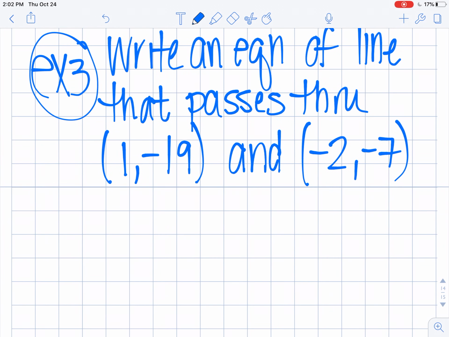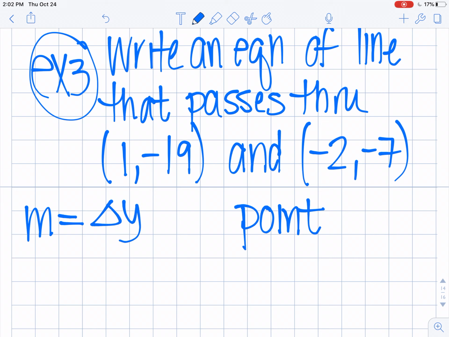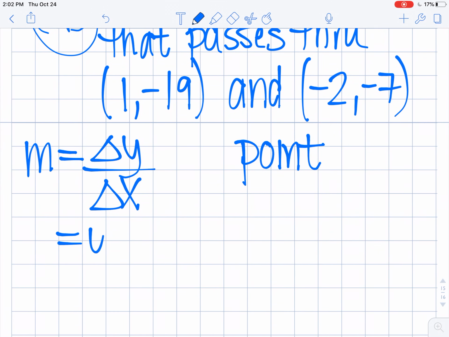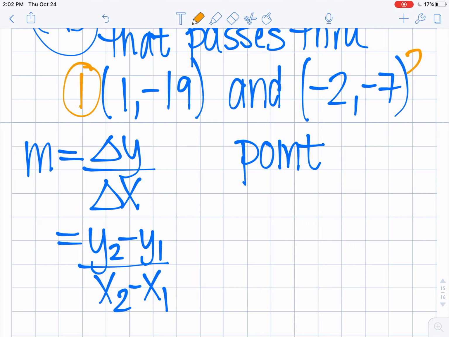Now we have to remember, we still need our 2 things. We need to have our slope, and we need to choose a point. They don't give us our slope anymore, so now I have to find my slope. The formula for slope is the change in y divided by the change in x, which more specifically says y2 minus y1 over x2 minus x1. What does that mean? If I label my points, this is point number 1 and this is point number 2, and remember, points go x comma y.